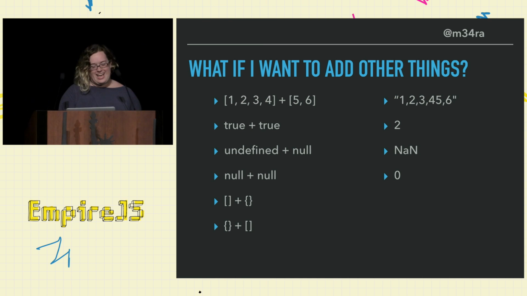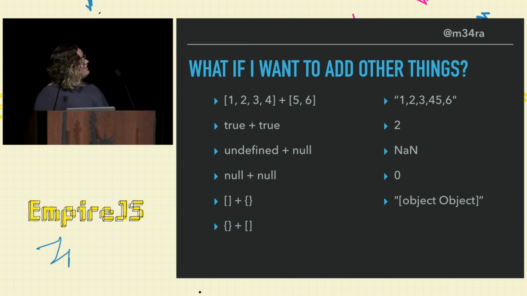Yeah. How about empty array plus empty object? 0. Okay, I heard some 0. I heard some undeterminable things. It is the string representation of an object. How about empty object plus empty array? 0. What? All right.